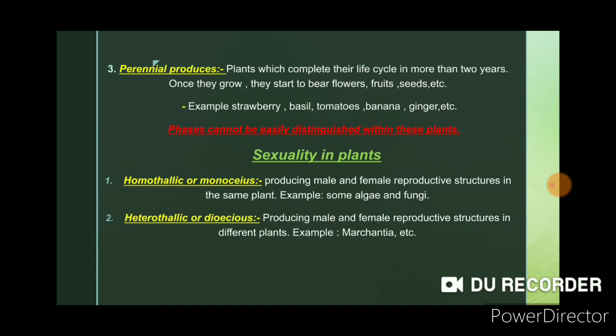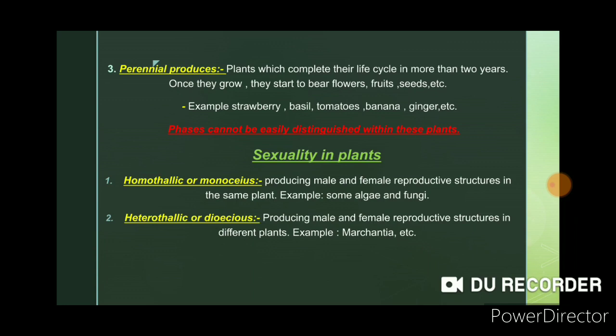Once they start to flower, when they grow, they start to bear fruits, flowers, seeds when they get mature. Examples are ginger, banana. Banana is the most common example. You can see it with your own eyes in any nearby temple.